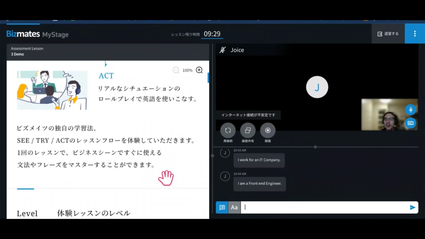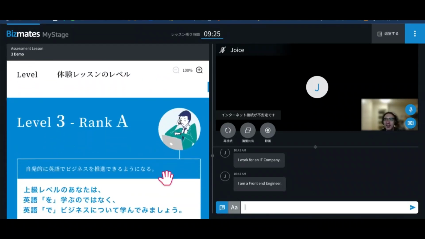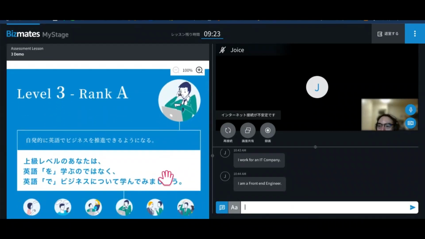Very unique. All right. So for our demo today, let's do Level 3 Rank A. In this level, you will gain the skills and confidence to proactively tackle a variety of situations in English. So this is for advanced learners. This means moving away from simply studying English and focusing on learning about business in English.